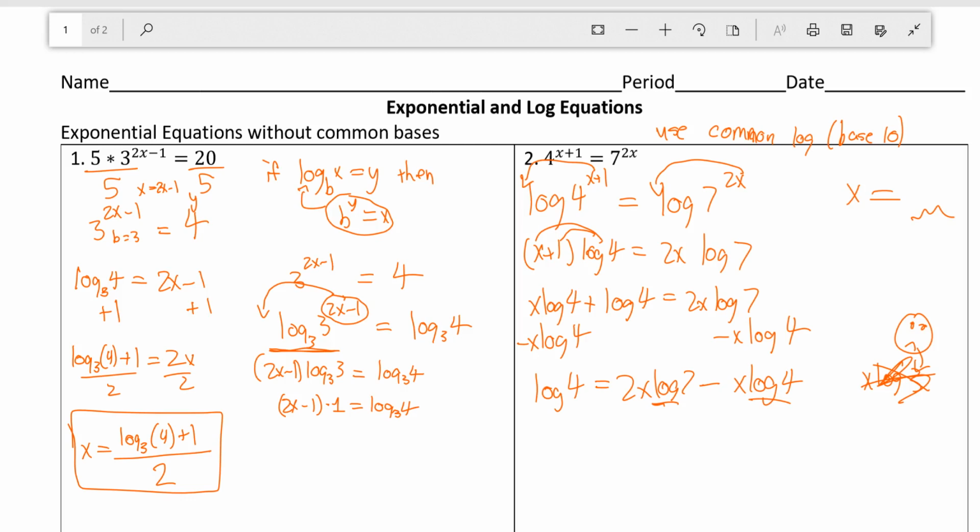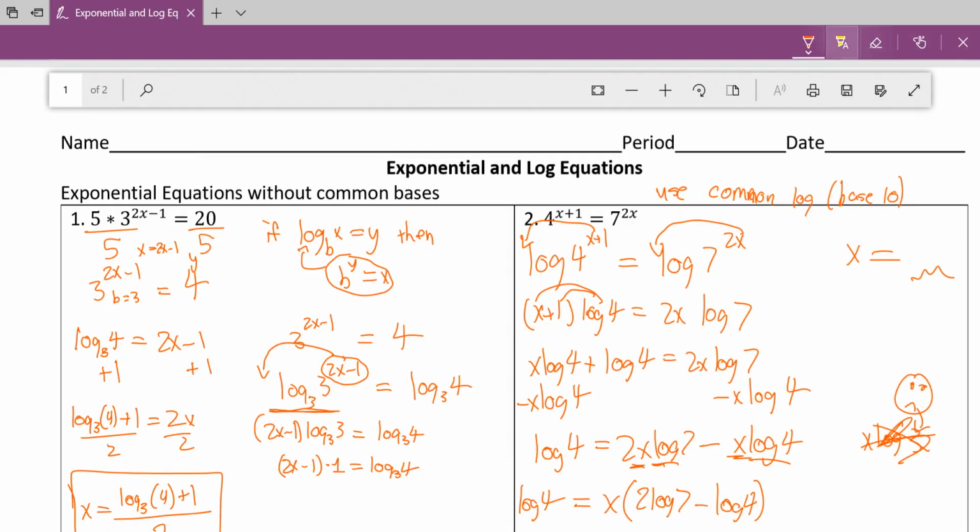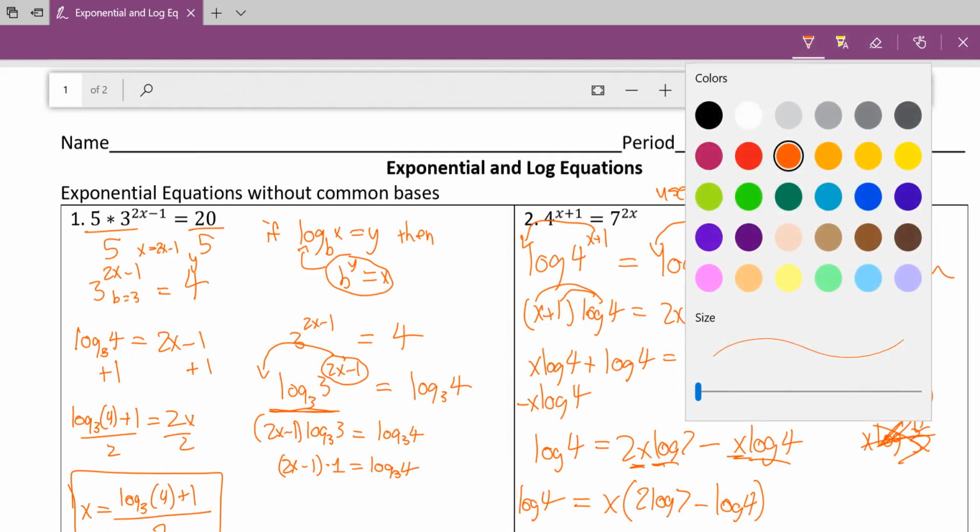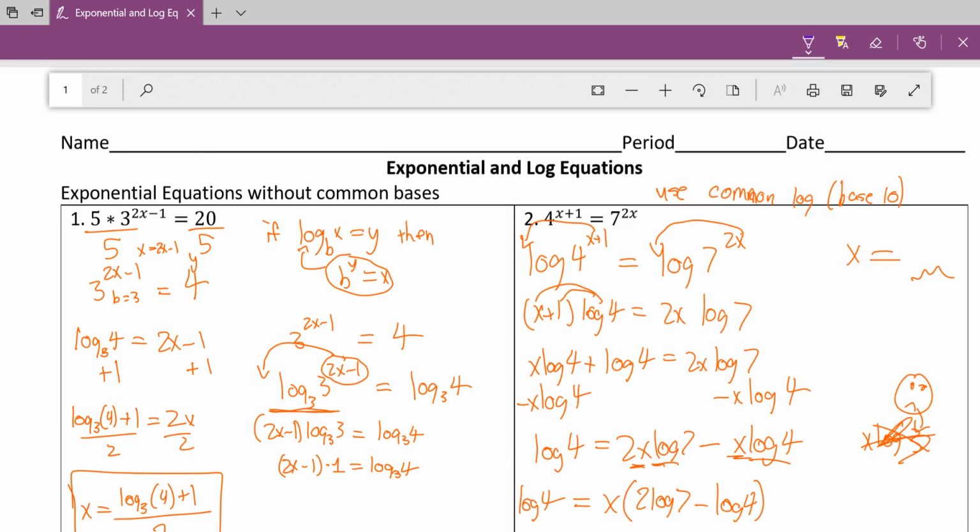What I can do, though, is factor out an x. Since both of these terms have an x, I can bring that x out to the front, and I have x times 2 log 7 minus log 4. And from here, I know 2 log 7 minus log 4 is just a number, and because it's just a number, I can divide it out of the equation.